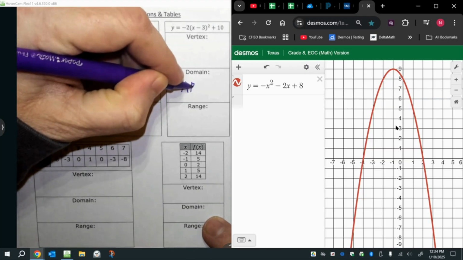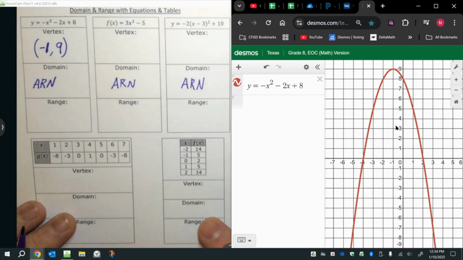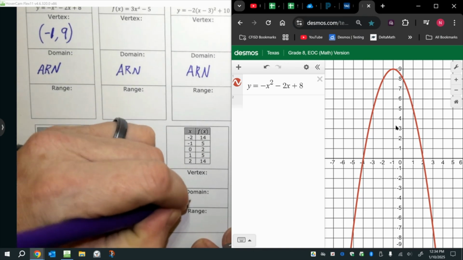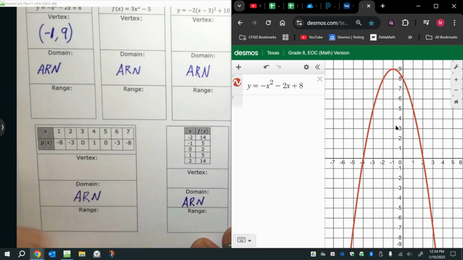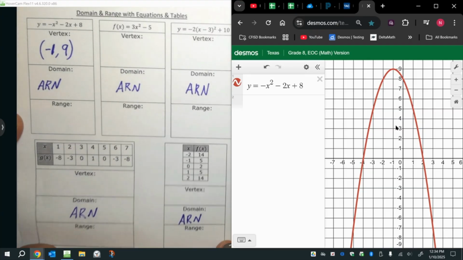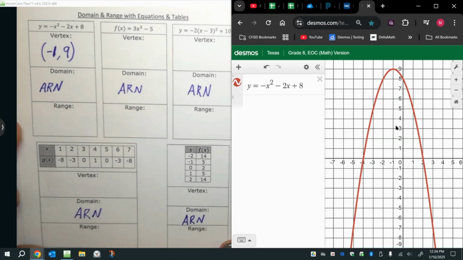All real numbers. We'll even talk about tables, but guess what? It's all real numbers. Again, I'm looking at the function. So a function will always have domain all real numbers. Looking at a situation or a scenario, then maybe not necessarily the case.